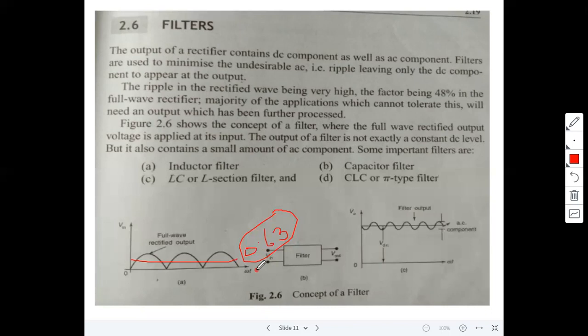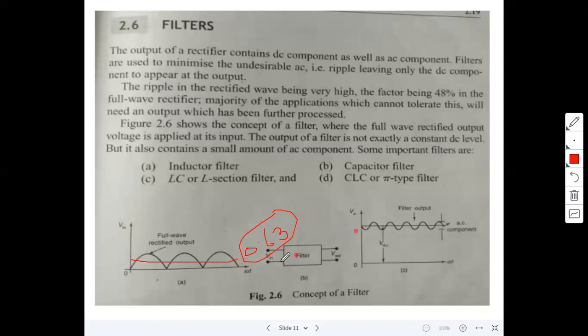But for power supplies, we require only a pure DC signal. The rectifier output is not sufficient to connect to the load, because the load requires a pure DC voltage. But the rectifier output contains some AC components or ripples. Okay, then how to convert this rectifier output signal into a pure DC signal?